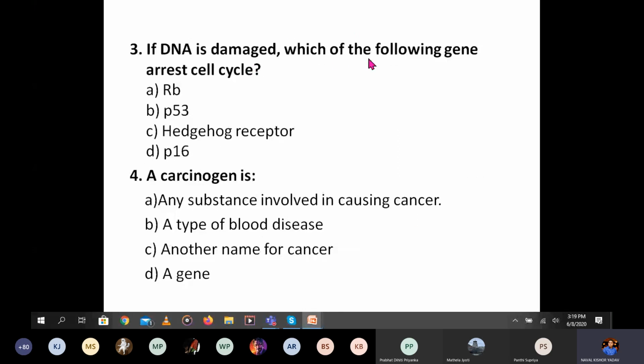If the DNA is damaged, which of the following genes arrests the cell cycle? RB, P53, okay, which one? Carcinogen, what do you mean by carcinogen? Out of these four, which one? Okay, so these are four MCQs. Tomorrow I will ask the answers to these MCQs.